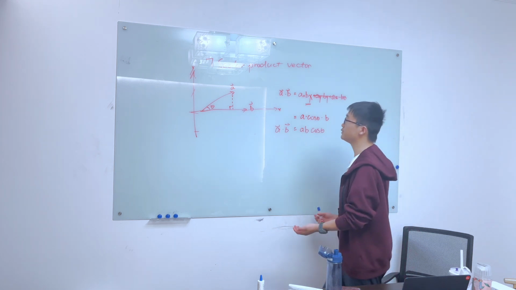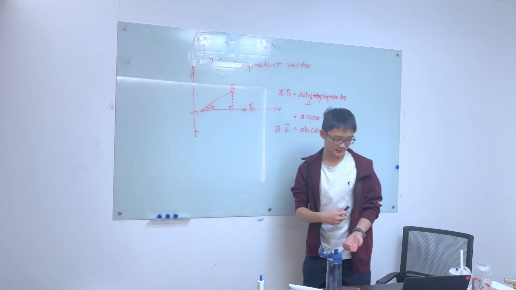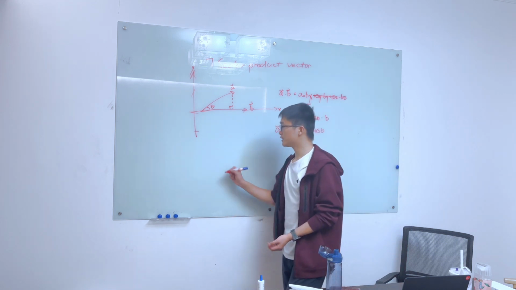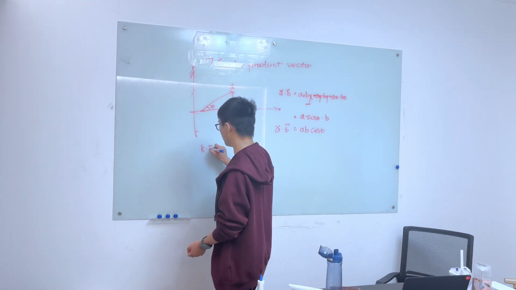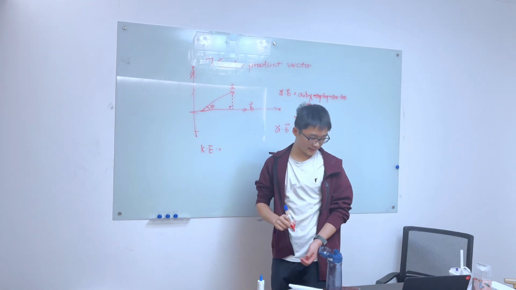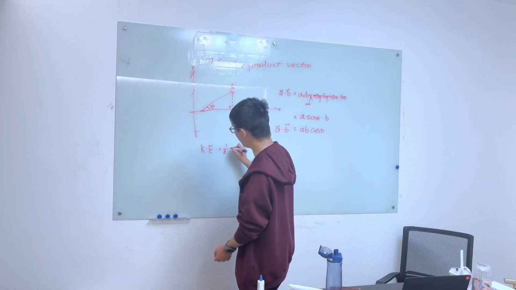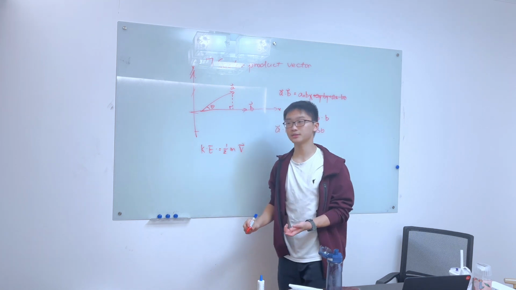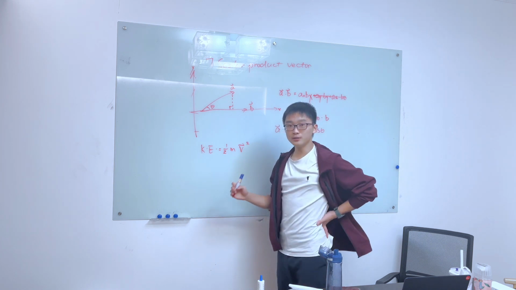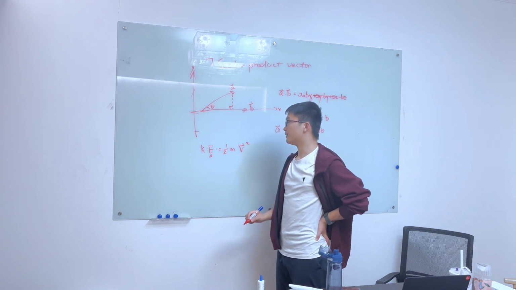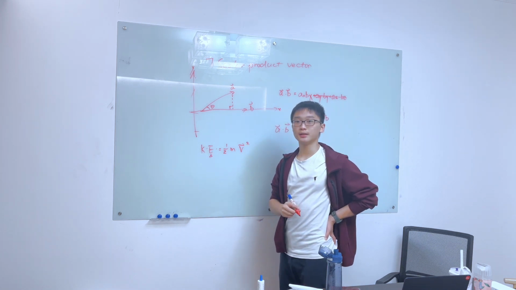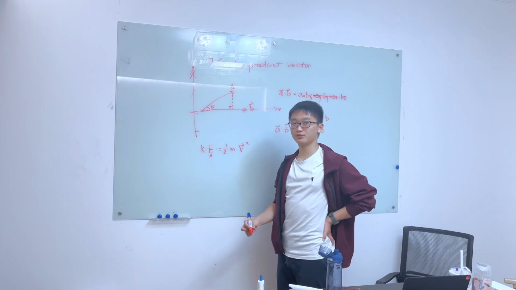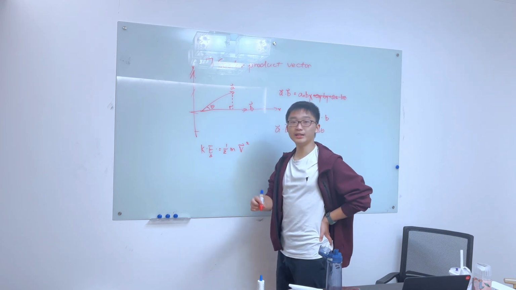So what is the usage of the dot product in physics? An important usage is the kinetic energy. We know the kinetic energy equals a half of mv squared. We know that velocity is a vector, but we also know that energy is a scalar. It doesn't have any direction. We can't say that there is a direction of change of energy.